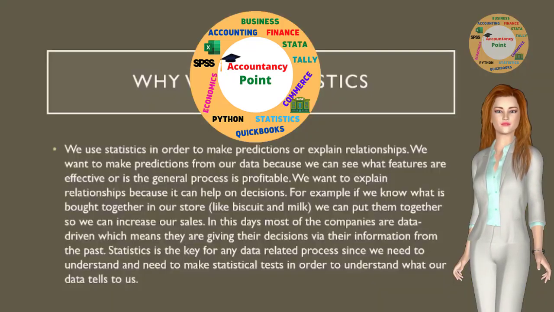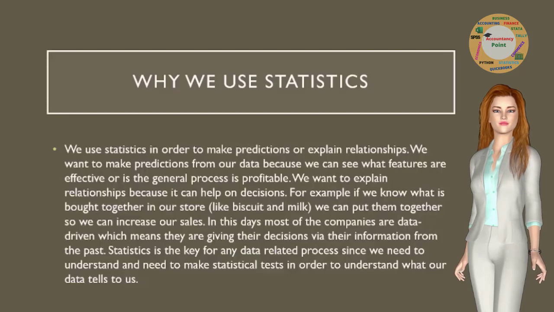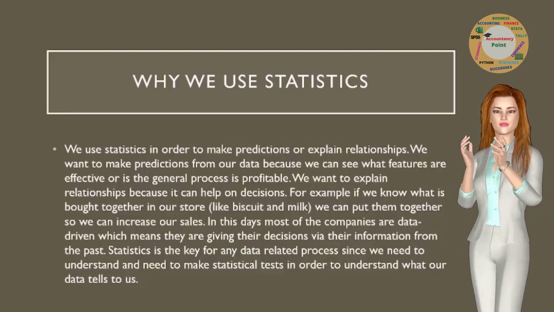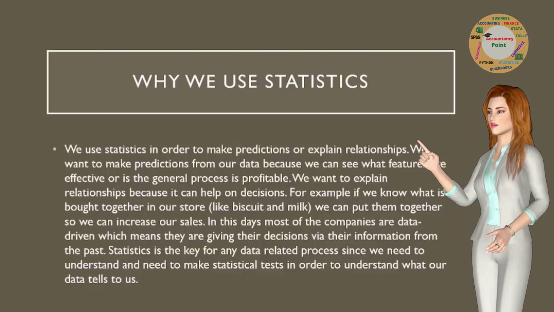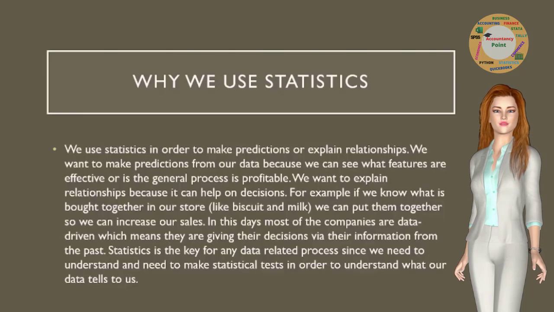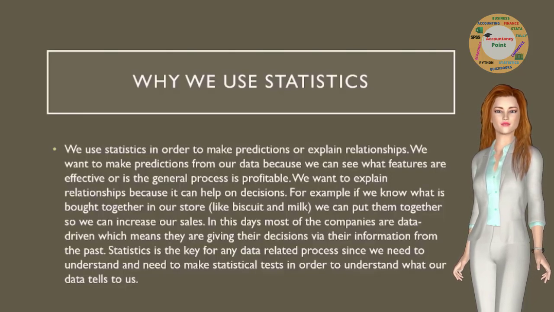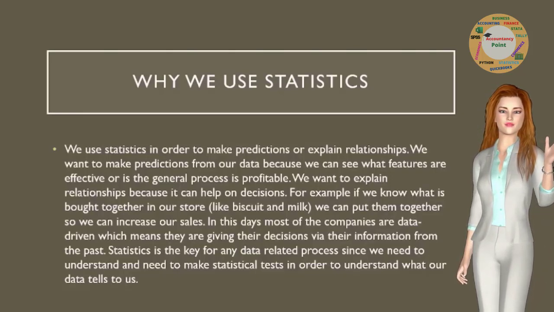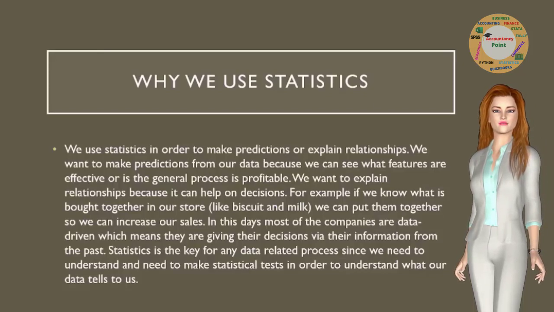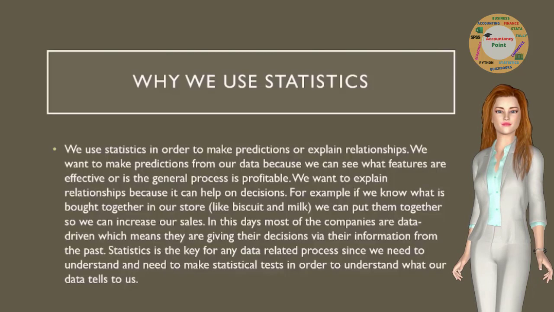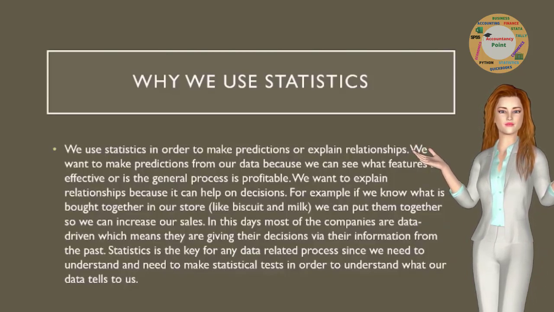Why do we use statistics? We use statistics in order to make predictions or explain relationships. We want to make predictions from our data because we can see what features are effective or if the general process is profitable. We want to explain relationships because it can help with decisions. For example, if we know what is bought together in our store, like biscuit and milk, we can put them together so we can increase our sales.